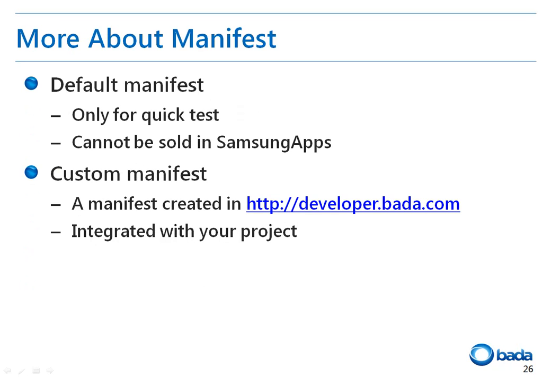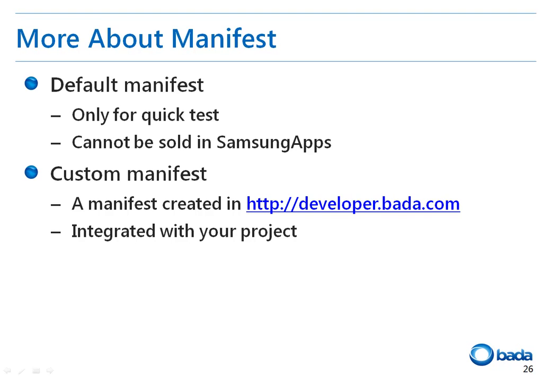First of all, I'll talk in more detail about the manifest that was briefly covered in the last lecture. Until now, the default manifest has been used in these lectures. Although the default manifest can be used to quickly create an application, you cannot sell applications created with the default manifest on the Samsung Apps site. Therefore, you have to create a custom manifest.